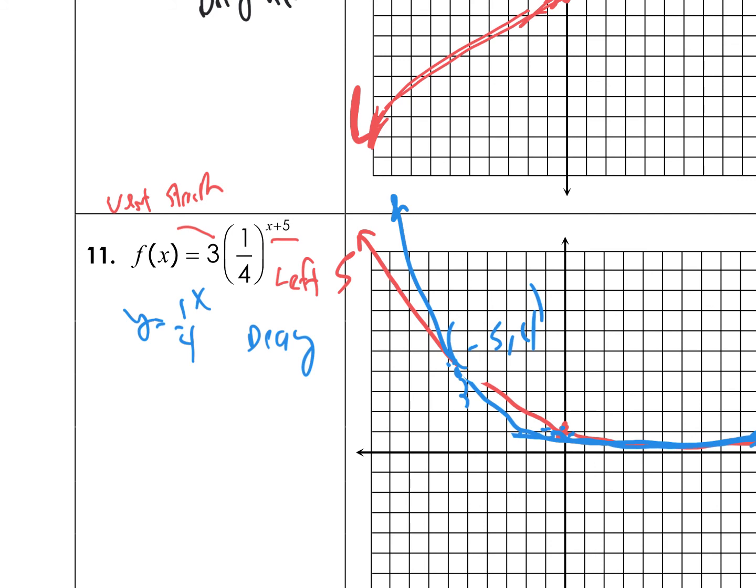Where is the y-intercept? The y-intercept is going to be a little harder. Y-intercept happens when x is 0. So 3 times 1/4 to the 0 plus 5 is 3 times 1/4 to the 5th. So that would take a calculator to know exactly how small it is. But it's small. 1/4 times 1/4 times 1/4 times 1/4. 4, 16, 64. Very small. It's almost touching the x-axis.